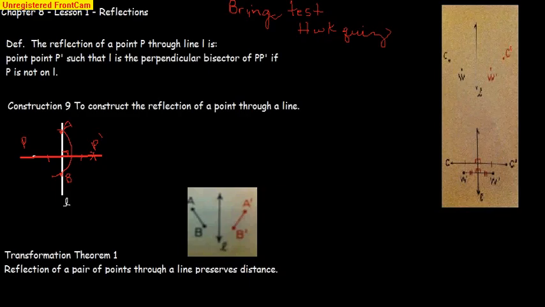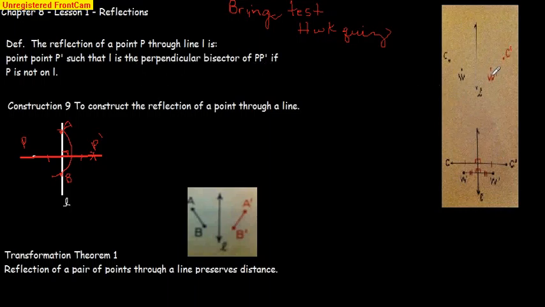All right, we're going to start doing a different type of chapter. It's called transformations, and we're going to start out our transformations by talking about reflections. As usual, lesson 1s are pretty easy. So a definition: the reflection of a point through a line L is point P prime such that L is the perpendicular bisector of PP prime if P is not on L.